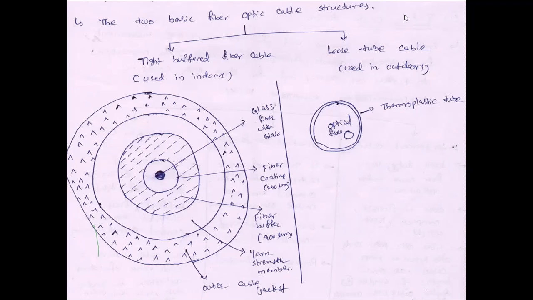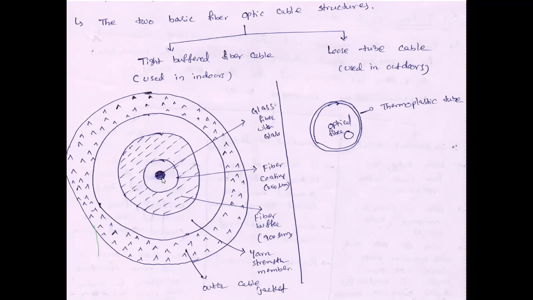See this figure. Here, the center one is glass fiber. This is the glass fiber which we are using, right? After this one, we are using fiber coating with a radius of 250 micrometers. The next layer is the fiber buffer, 900 micrometers. Next one is the strength member. Next one is the outer jacket.